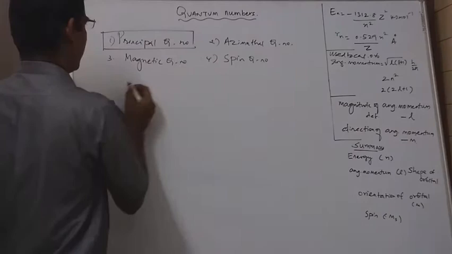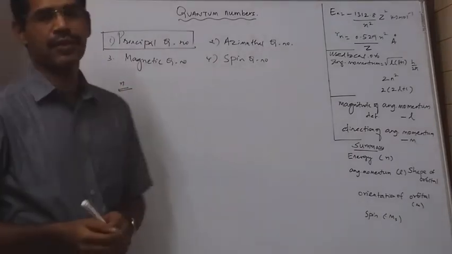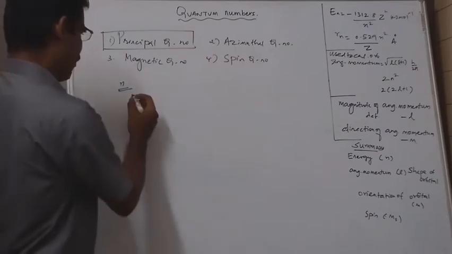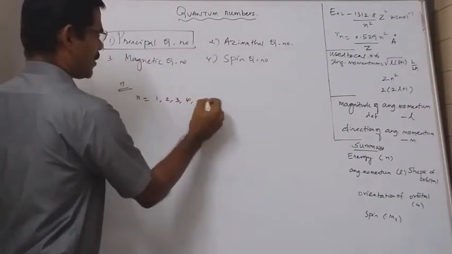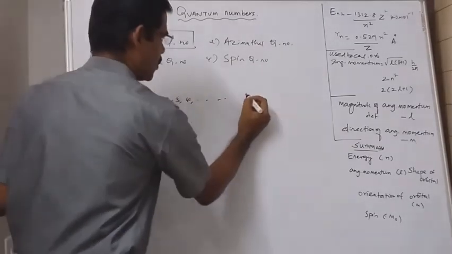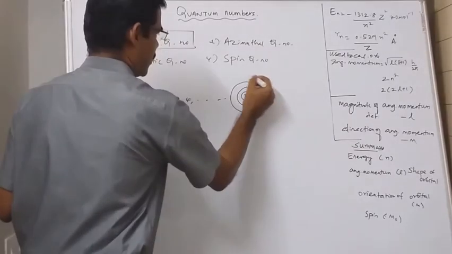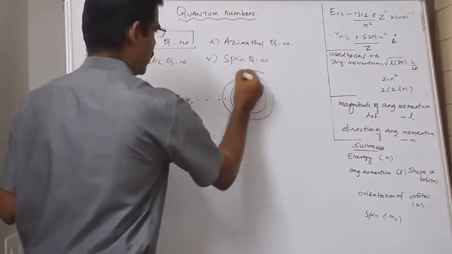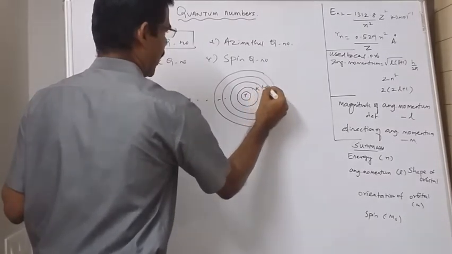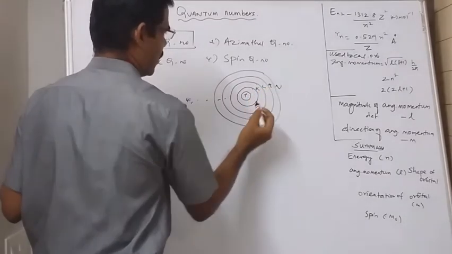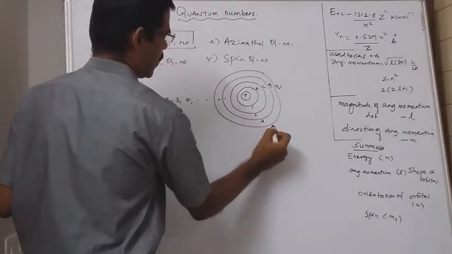See, this principal quantum number is represented by the symbol n, small n. This n can have a value of 1, 2, 3, 4, etc. Let us consider like this. So let us draw like this. First shell, second shell, third shell, fourth shell. Now you see K, L, M, N. Now I am writing correspondingly 1, 2, 3 and 4.